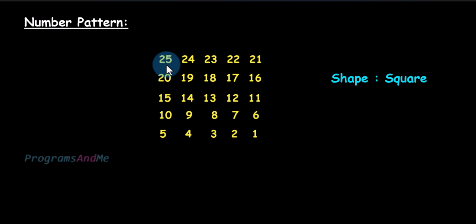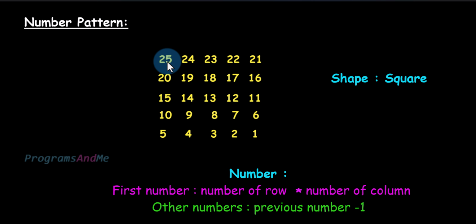So the first number we want to print is 25. So what is 25? Here in this pattern the number of rows is equal to 5. Because it is a square shape, the number of rows is equal to the number of columns. So the number of columns is also 5. When I multiply the number of rows with the number of columns, we'll get 25 here. So this number is nothing but the product of the number of rows and the number of columns.